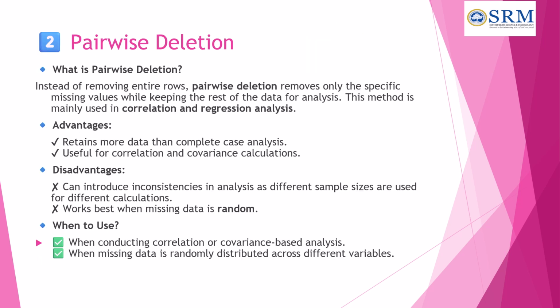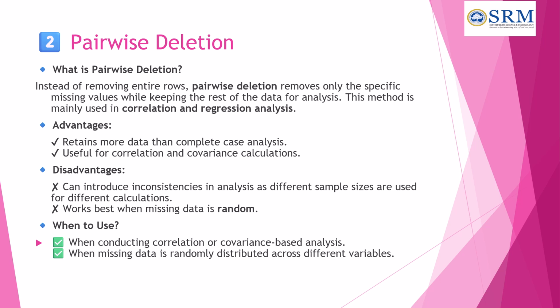Pairwise deletion is another way to handle missing data that is a bit more flexible than removing entire rows. Instead of throwing out a whole row if it has any missing values, this method only ignores the missing parts when calculating things like correlations or regressions and keeps the rest of the available data. This means we can use more of our data compared to complete case analysis, which can improve results.